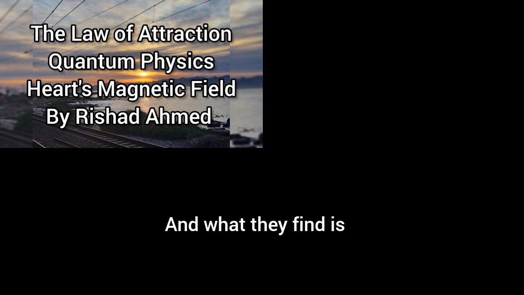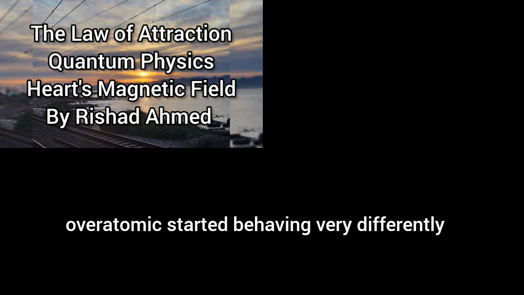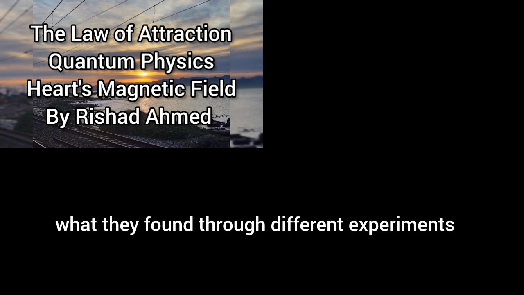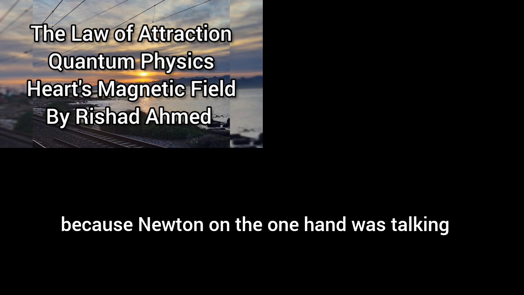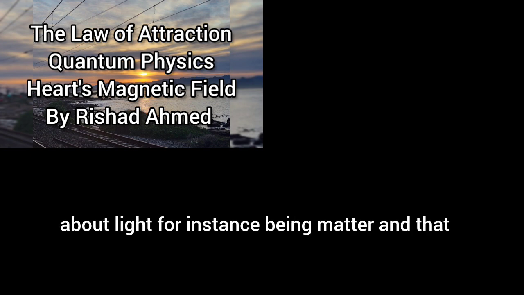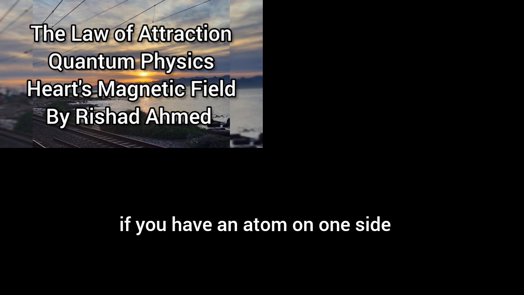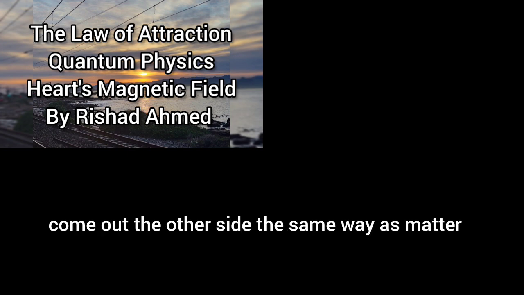And what they find is that particles that behave one way on a large scale, or atomic and above atomic, started behaving very differently at a subatomic level. Now, what they found through different experiments, like the double slit experiment, is it started to contradict the laws of physics, because Newton, on the one hand, was talking about light, for instance, being matter, and that matter is matter, and if you have an atom on one side, and you put it through a device, it should come out the other side the same way as matter.